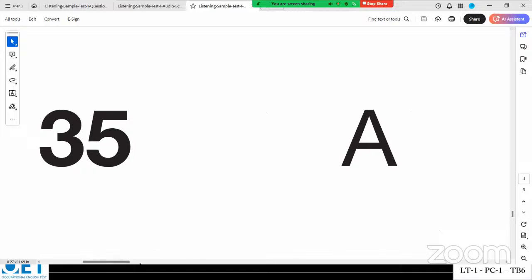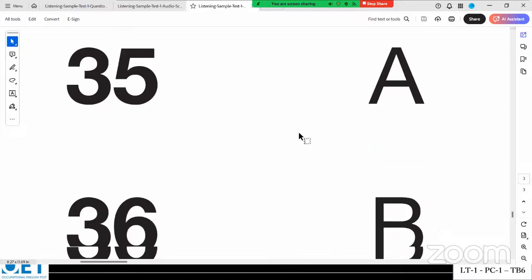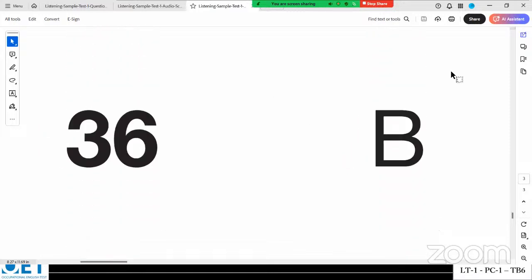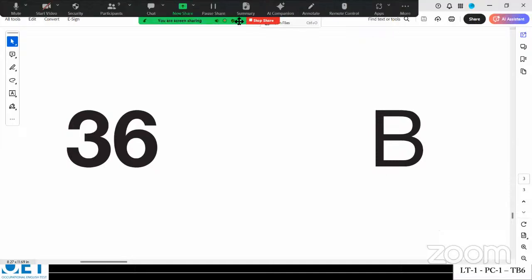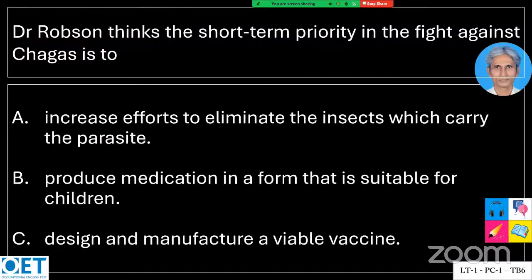35 is A and 36 is B. And what is B? Produce medication in a form that is suitable for children. Short term. Overnight they can be produced.